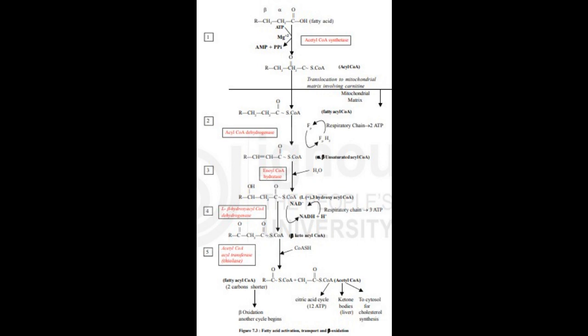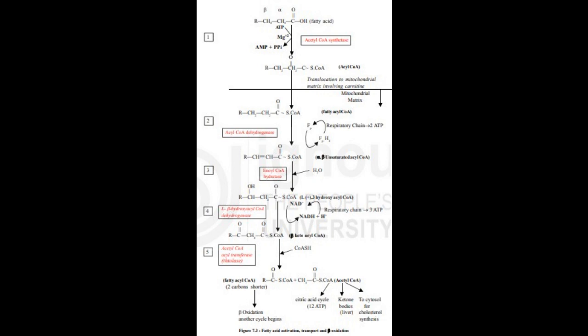Oxidation of acetyl-CoA gives 12 moles of ATP. Each acetyl-CoA in the citric acid cycle gives 3 NADH, 1 FADH2 and 1 GTP, for a total of 12 ATP. ATP gained or lost: activation reaction, minus 2; first dehydrogenation, FAD, plus 2; second dehydrogenation, NAD, plus 3; oxidation of acetyl-CoA, 12. Let us understand this by taking an example of palmitic acid, C16.